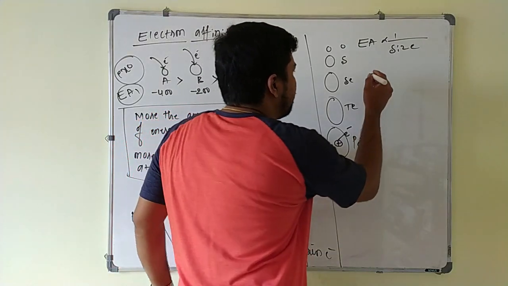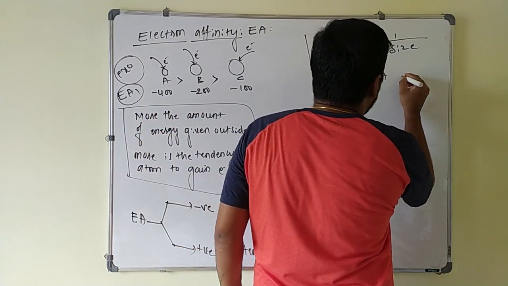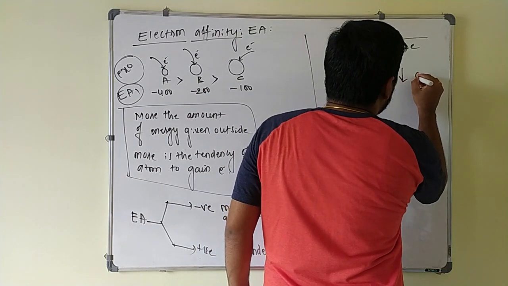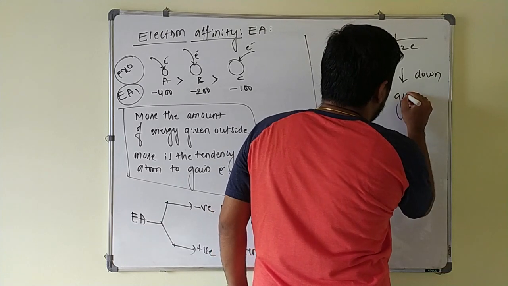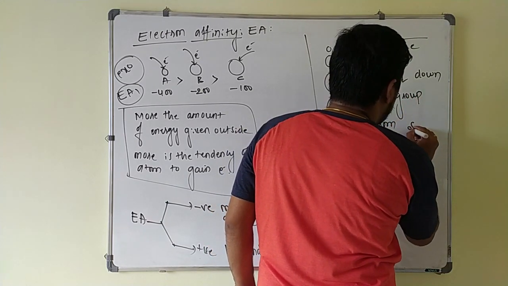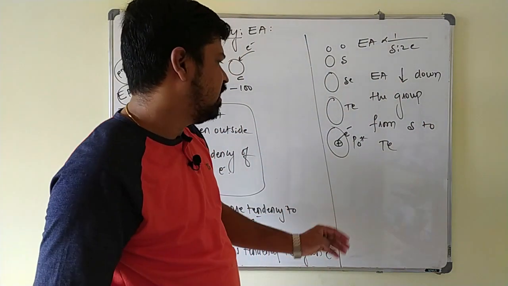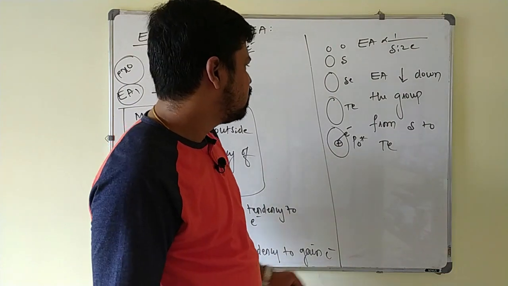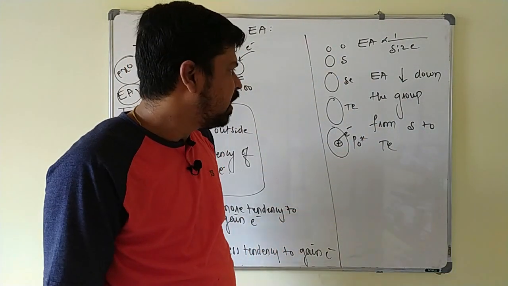That's why electron affinity decreases down the group from sulfur to tellurium. Okay, will not consider this radioactive element. So from sulfur to tellurium, what happens? With increase in the atomic size, electron affinity value decreases here.